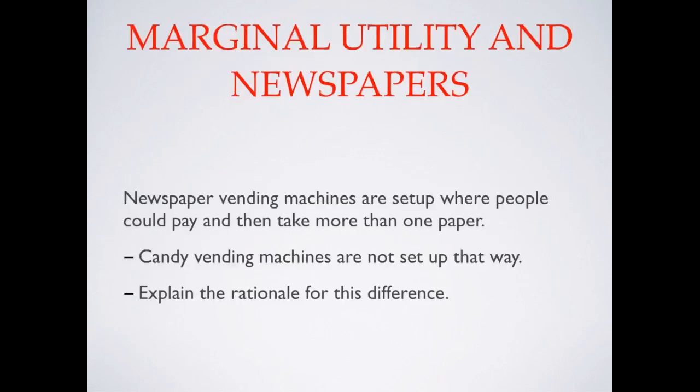Newspaper vending machines are set up where people can pay and then take more than one paper if they choose to do so. Candy vending machines are not set up that way. Explain the rationale for this difference. The answer to this question is in the principle of diminishing marginal utility.